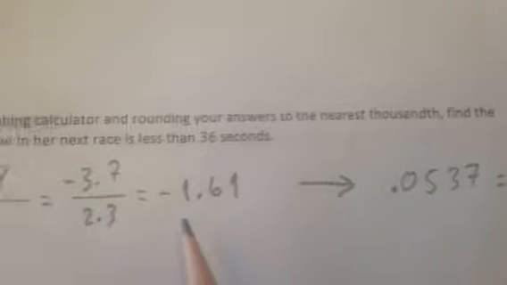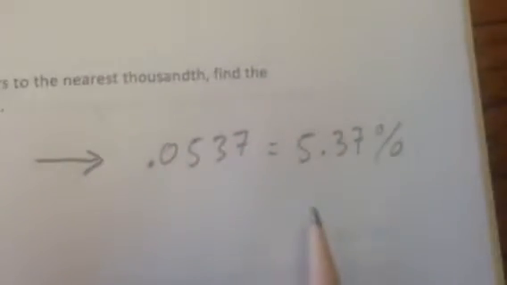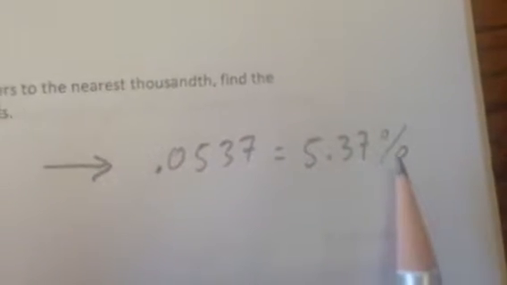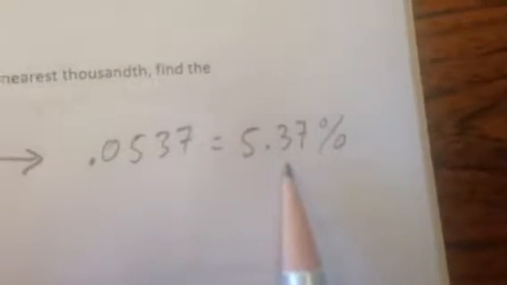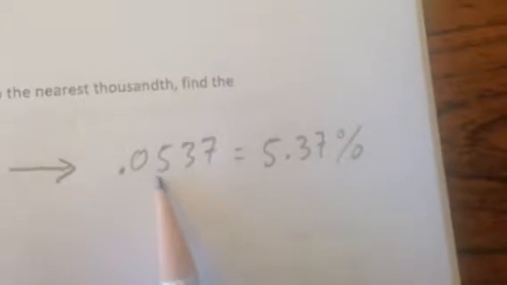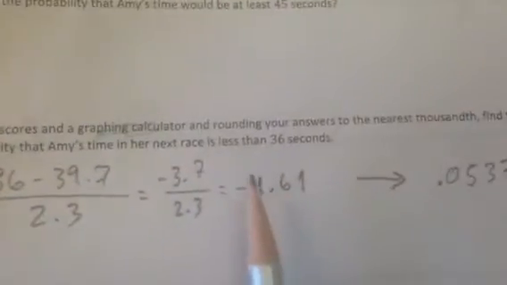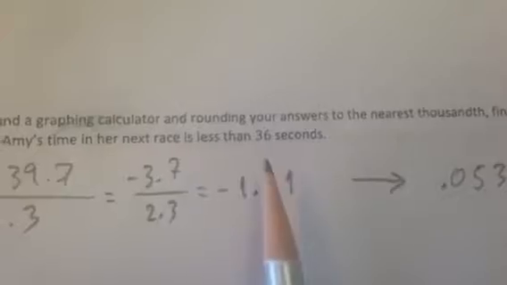So that's exactly what this question is asking. All we had to do is find that number in the chart, and it's a 5.37% chance. 0.0537 means 5.37%. You bring the decimal point over 2 times. All right? So that's the answer for that, a 5.37% chance that her next race will be less than 36 seconds.